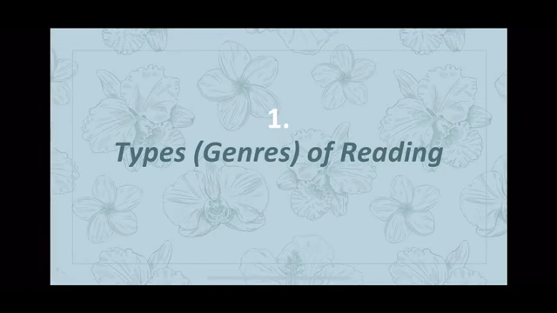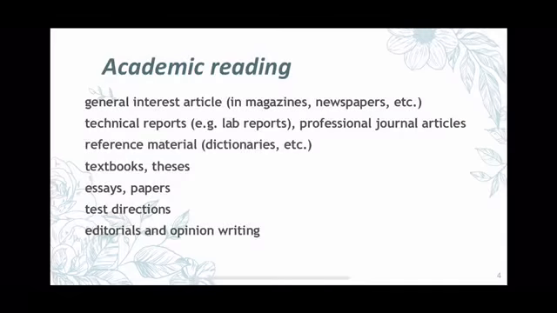Now we have the first theme, that is the types or genres of reading. First we have academic reading, for example, a general interest article in magazines, newspapers, etc. The technical reports, for example, lab reports, and professional journal articles. Reference material, for example, dictionaries, textbooks, theses, essays, papers, test directions, editorials, and opinion writing.